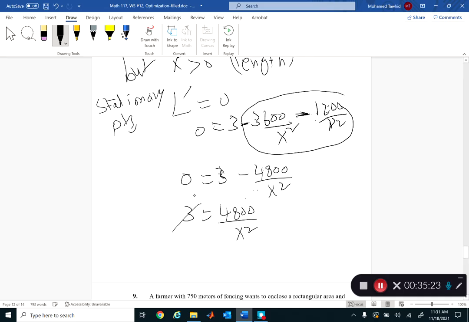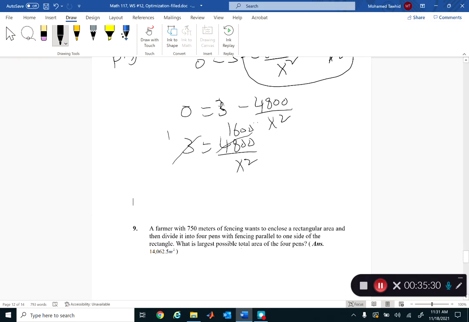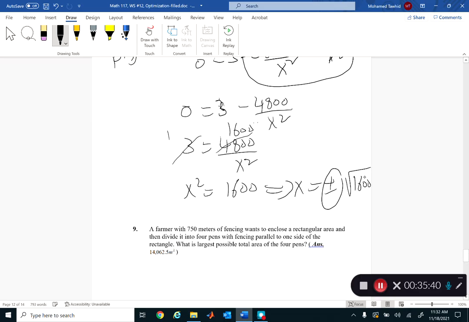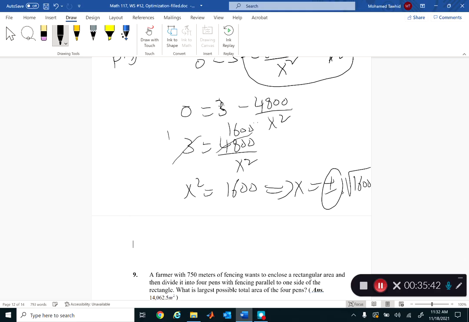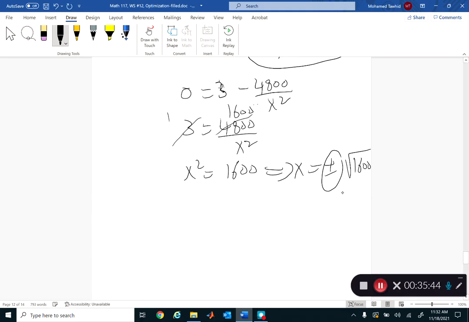Divide by 3, what did you get? You get 1600. So what is your x? Multiply by x squared, so you have x squared equals 1600. If I solve this, you have plus or minus. Do not forget plus or minus. Square root of 1600. So your x equals plus or minus 40.